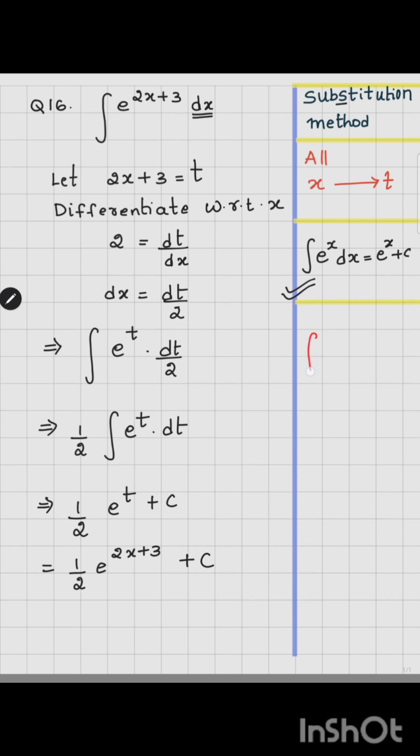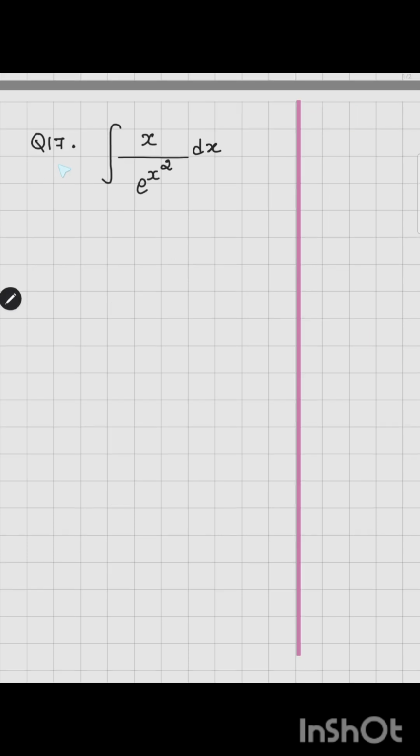Now you tell me the integral of e to the power ax plus b dx without solving. Now let us solve the 17th question.